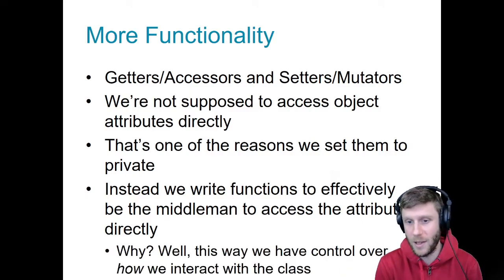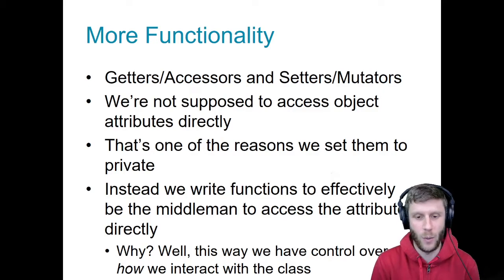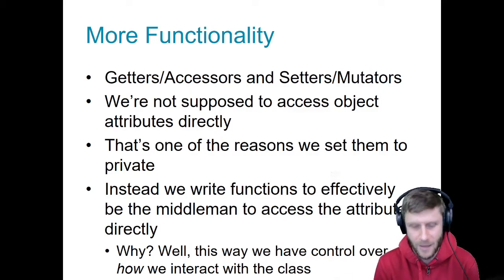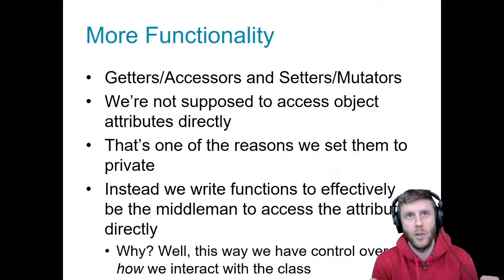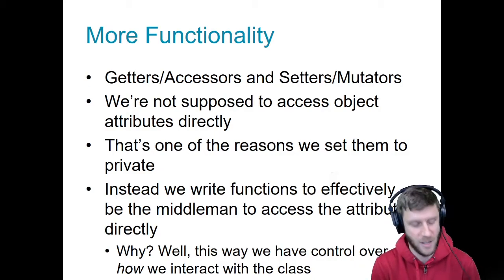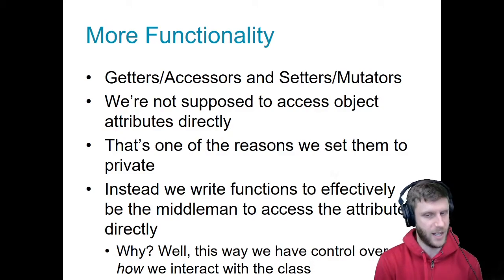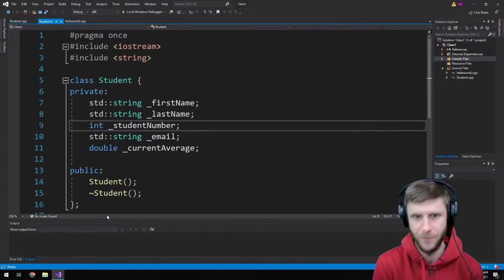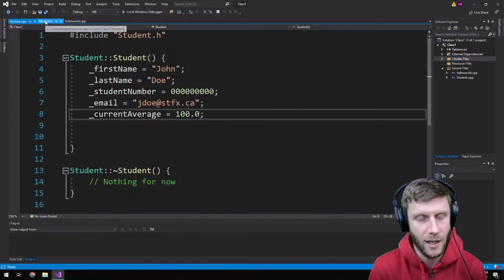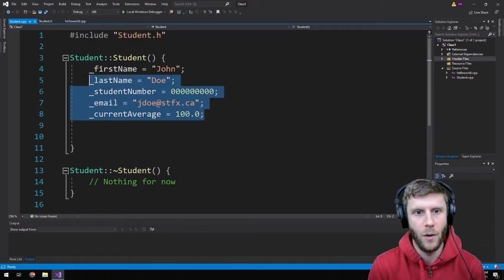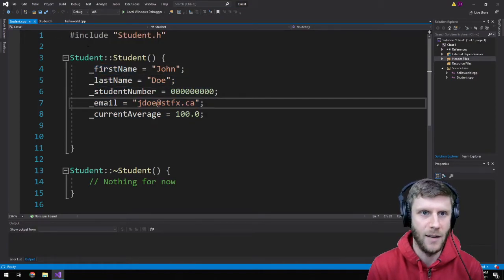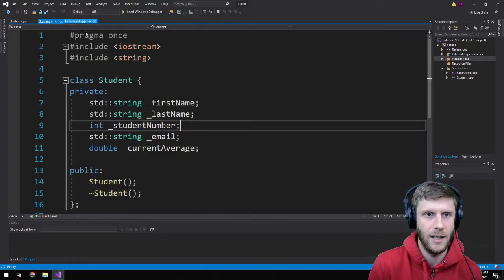Now, you're probably thinking, this seems really stupid. Why do we have this middleman? Why don't we just access them directly? You're raising a good point, but there's an answer to that. But first, I'm going to show you a little bit more explicitly what I mean when something is set to private versus public. If we go look at our student C++ file, we've got these attributes set, and we'll look at them being declared in the header.